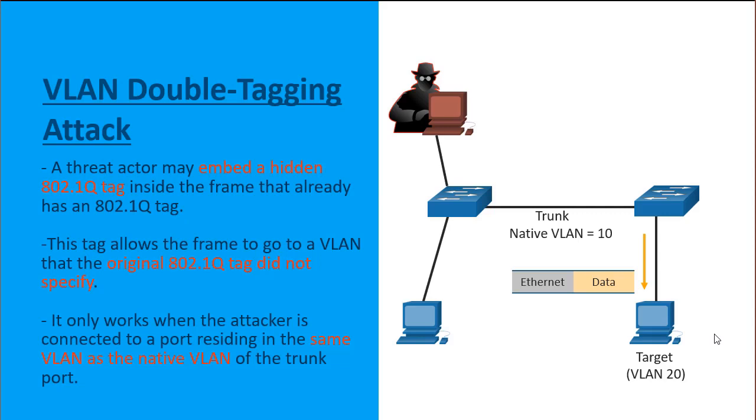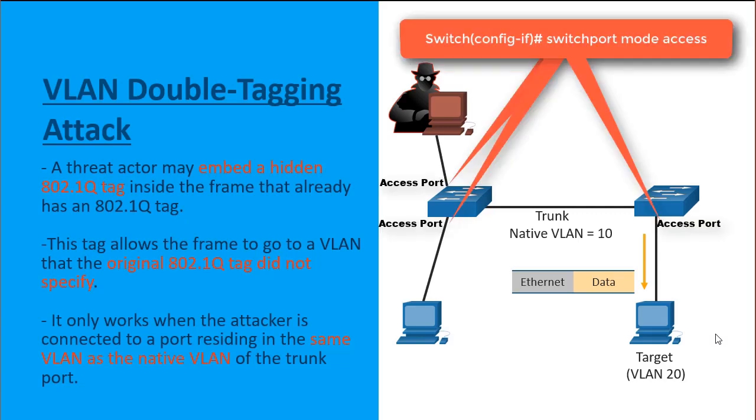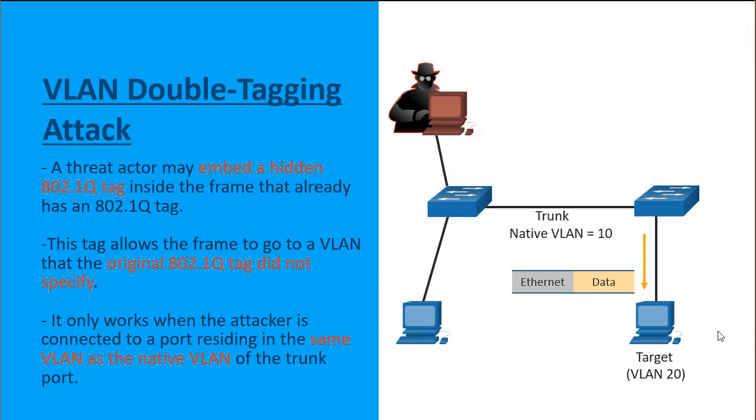Number one, we should get rid of trunking on any access port that goes to end devices. Also, the whole idea of auto trunking, using things like dynamic desirable and dynamic auto, that should be disabled. We should use manual static trunking as needed. Also, native VLAN should only be used on trunk links, and that native VLAN should never span to a user device. For instance, in this scenario, the attack only works when the threat actor is on the same VLAN as the native VLAN between our switches.